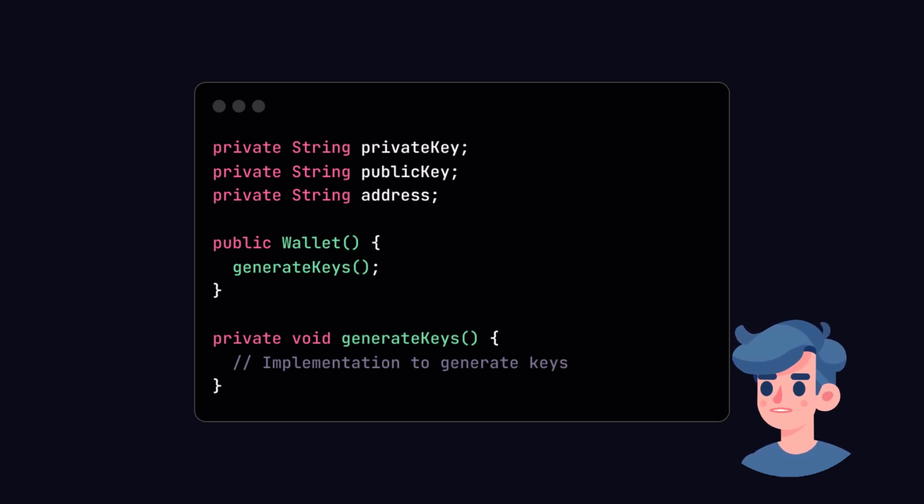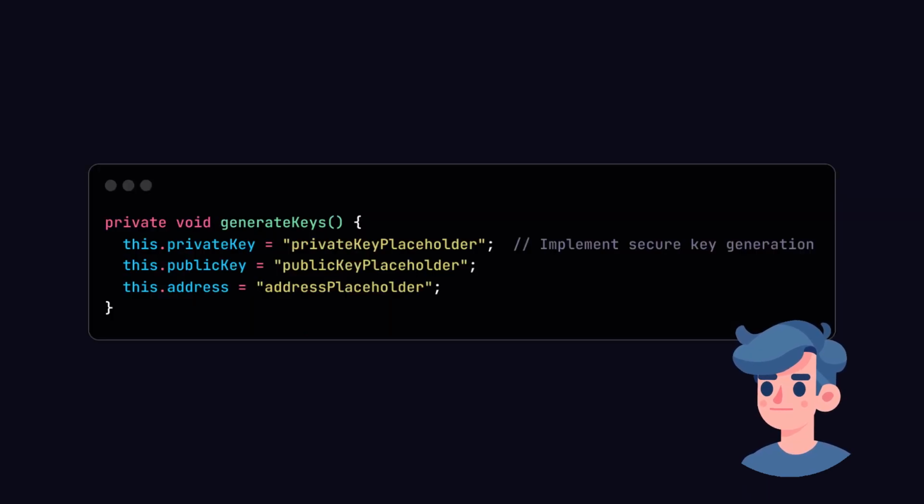Let's implement the constructor and a method to generate a new address. To generate keys, we can utilize existing libraries or algorithms. For simplicity, we'll simulate key generation. However, bear in mind that key management is vital in a real application, so be sure to implement secure key generation methods using cryptographic libraries.